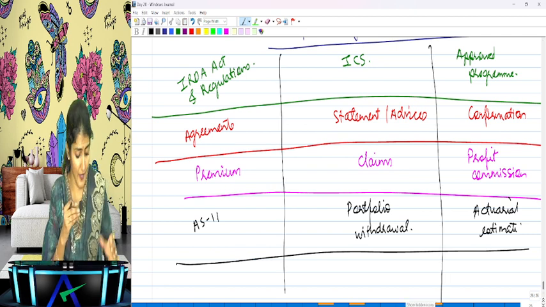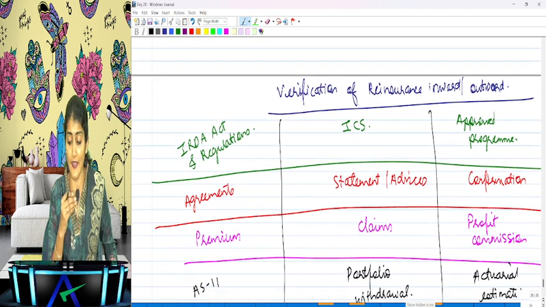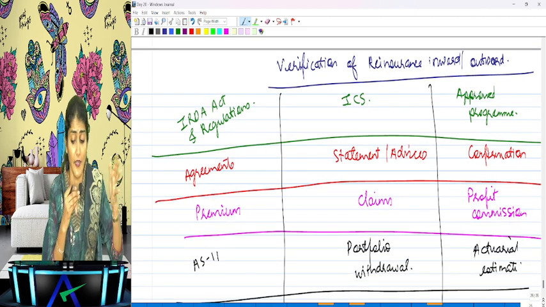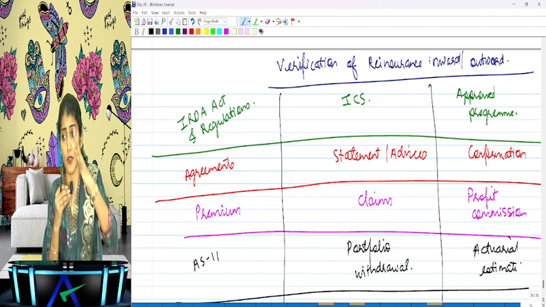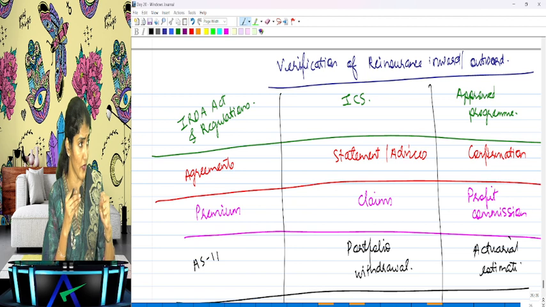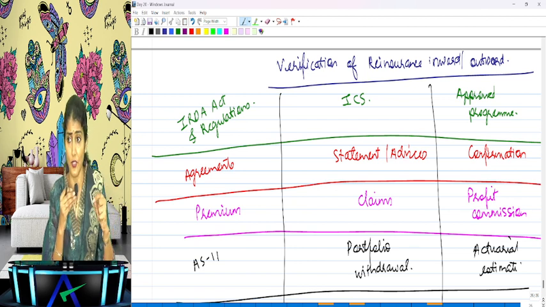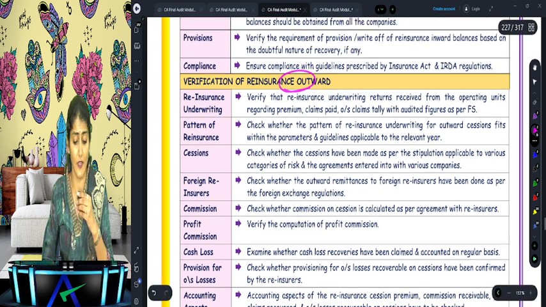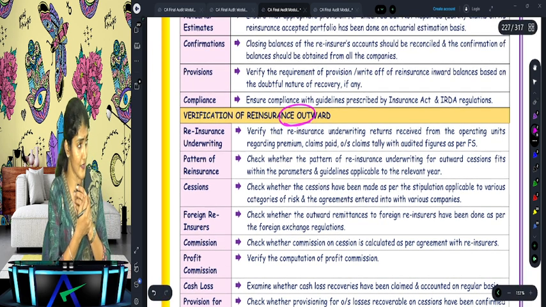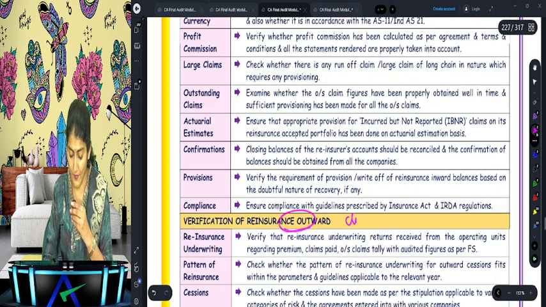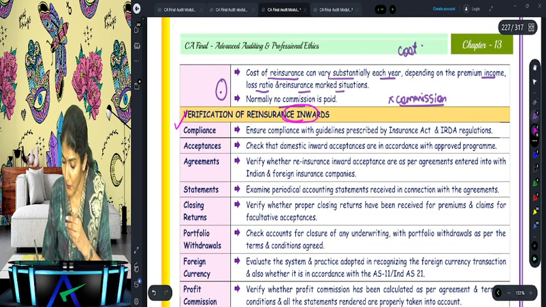So anyways, we have 12 points over here, and in the exam the question won't come beyond 4 to 5 marks. So verification of reinsurance inward and the verification of the reinsurance outward. Is it clear to everyone? Are you all understanding that? Okay, reinsurance inward, what will I write over here?